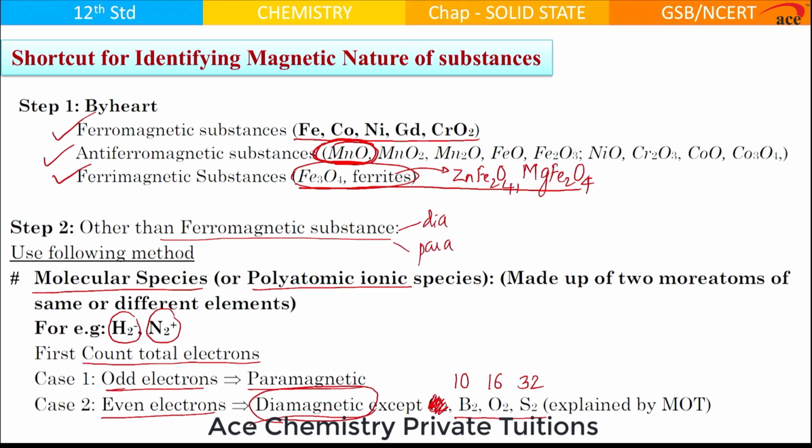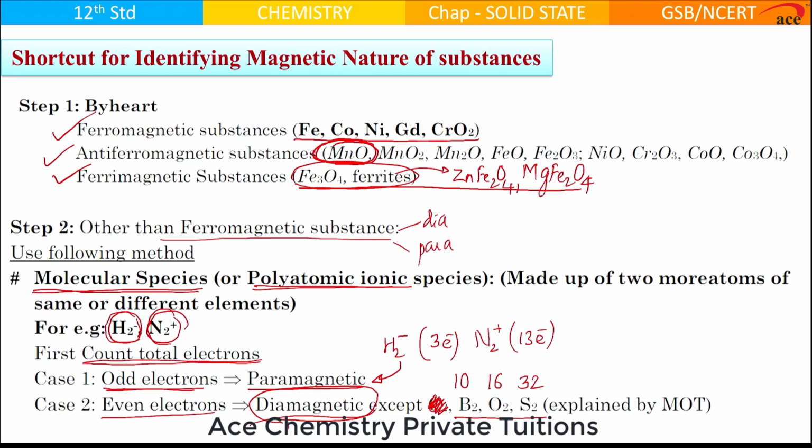I say it again. You should first check whether it is a polyatomic species made up of 2 or more atoms. If it is made up of 2 or more atoms like H2 minus, N2 plus, then count the total number of electrons. If the total number of electrons is odd, then it is definitely paramagnetic. Example H2 minus, total number of electrons is 3. So it is definitely paramagnetic. N2 plus, total number of electrons is 13. That means it is definitely paramagnetic.